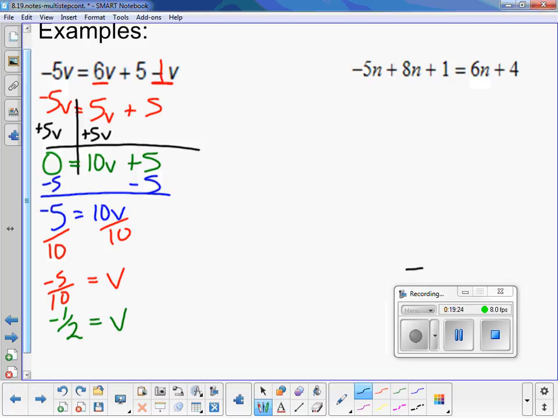So I'm going to come to the side, and then everywhere I see a v, I put a negative 1/2. Now this one is a little bit trickier to check, but let's keep going. Oh, and let's not forget that negative.